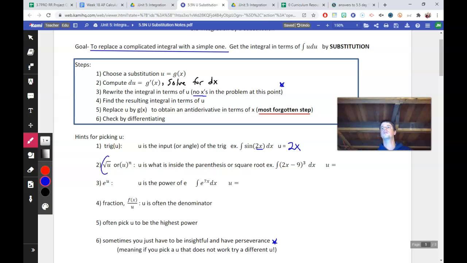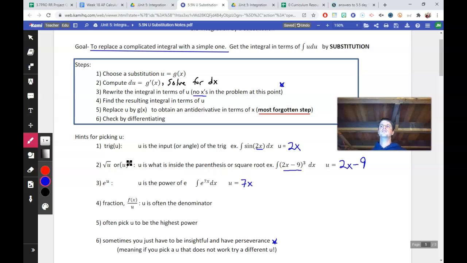If you get something like this, where you have something inside a square root, or inside of something that's raised to a power, okay, then your u is just going to be what's inside the parentheses or inside the square root. So in this example here, we have 2x minus 9 inside this cube, so 2x minus 9 will be your u value, okay? Here we have e to the power, so if you have your variable in the exponent, u is just going to be what the power of e is. So if you have, for example, integral of e to the 7x, u is just 7x.